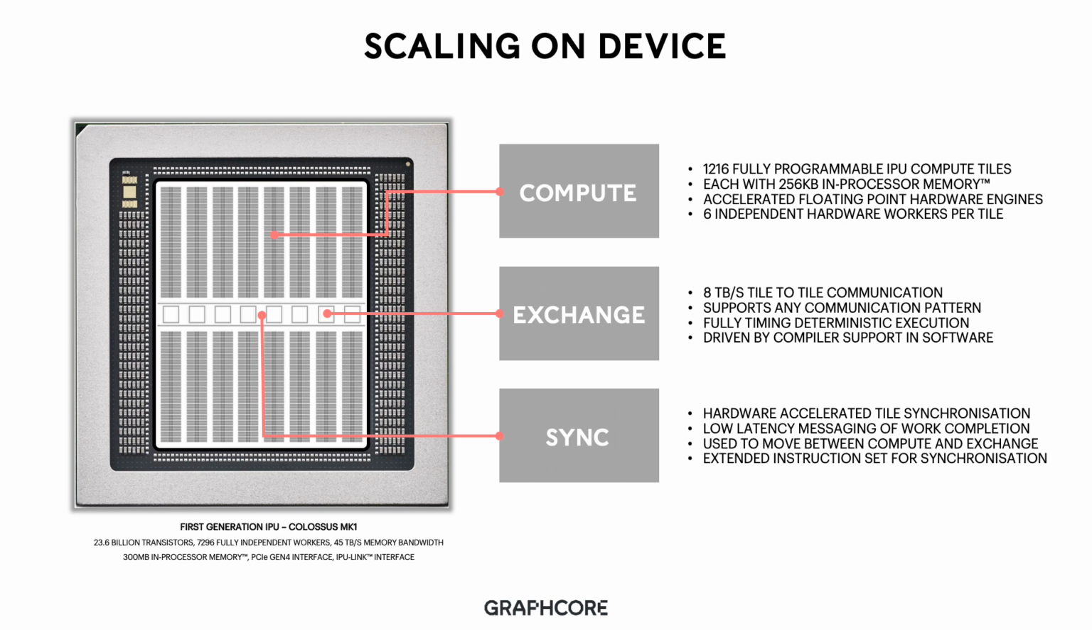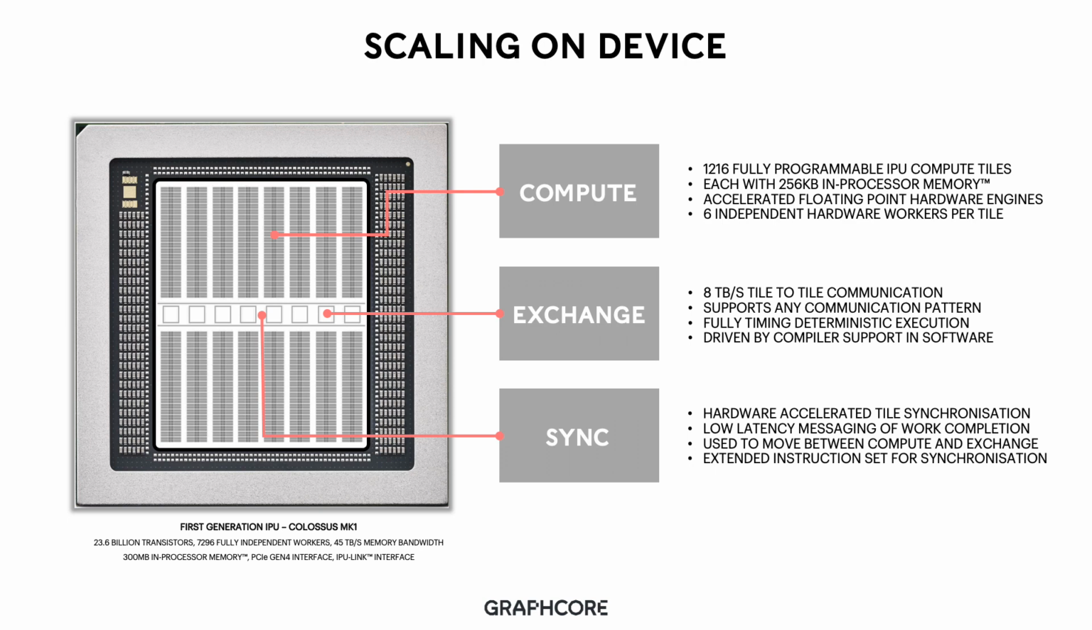In order to complement compute, we have our exchange capability. Exchange provides an 8 terabytes a second tile-to-tile communication fabric for tiles to communicate. It supports any communication pattern and is fully timing deterministic in its execution. We know exactly how long it takes to send a byte from one side of the chip to another, from tile to tile. This allows us to build highly complex and optimized compiler support for the communication patterns. It is driven entirely by the software toolchain. When tiles communicate, the communication patterns are generated entirely by our software compiler.